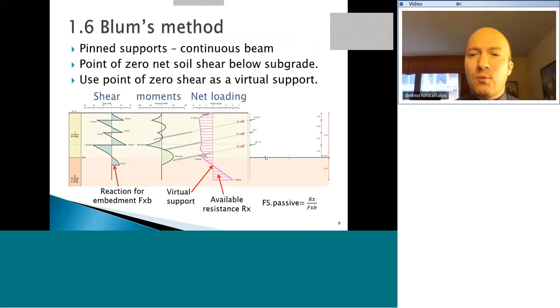We're going to do a small review of the different methods. So we had Blum's method for multiple supports and conventional analysis. So we have a continuous beam, the net loading diagram here, and we're establishing a virtual support point where the net loading diagram goes to 0. So we're getting a continuous beam here, and we're calculating the support reactions. We're getting a reaction at the base, expressing that safety factor on the passive force that way.